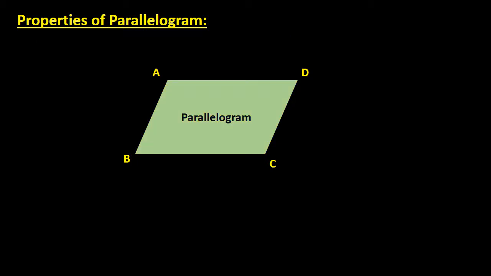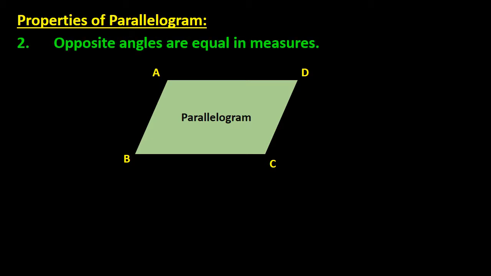Now the second property of a parallelogram is, in a parallelogram, the opposite angles are equal in measure. So altogether there are 4 angles in a parallelogram, in this case angle A, angle B, angle C and angle D. Out of these 4 angles, angle A and angle C are opposite angles, and similarly angle B and angle D are opposite angles. By the second property, the opposite angles are equal, so we can write angle A equals angle C and angle B equals angle D.